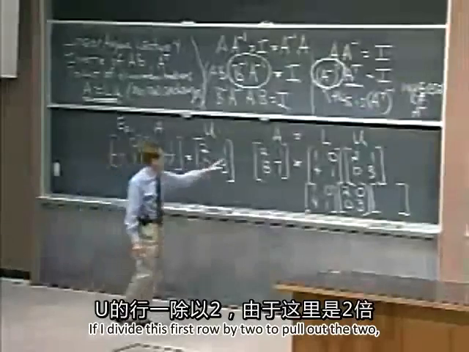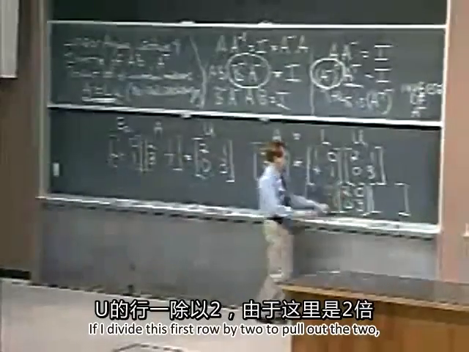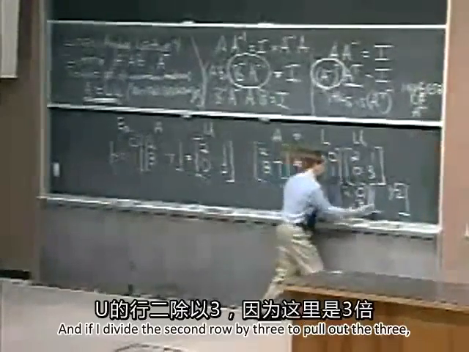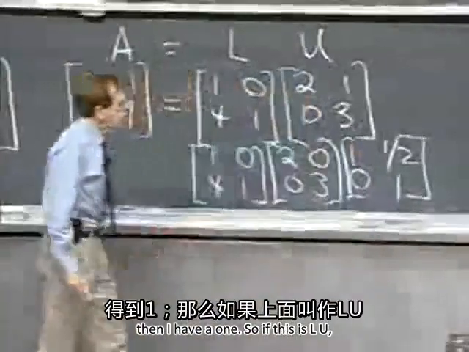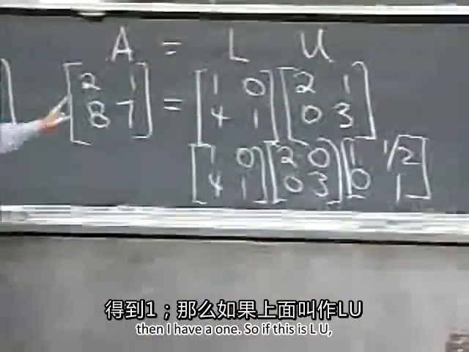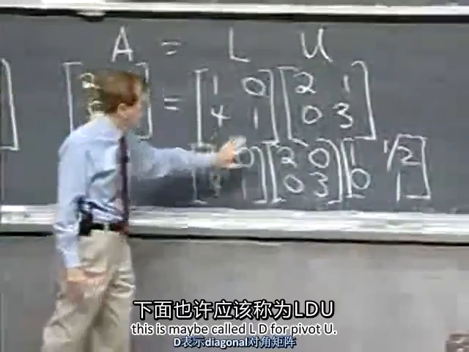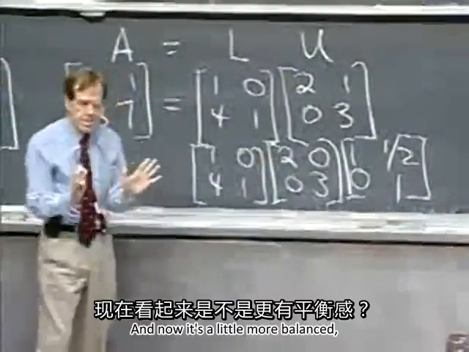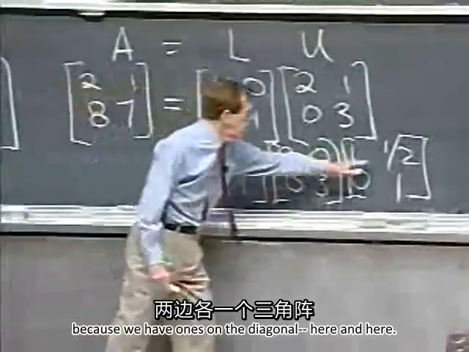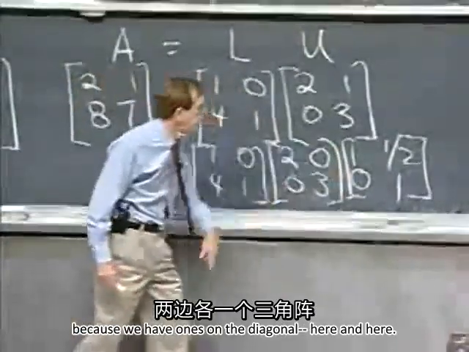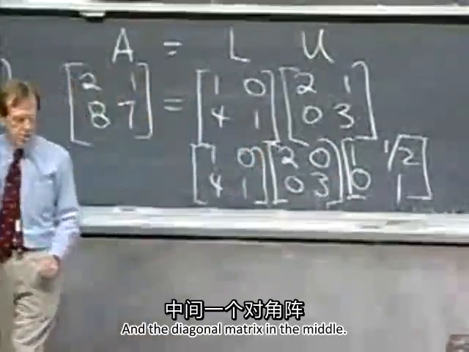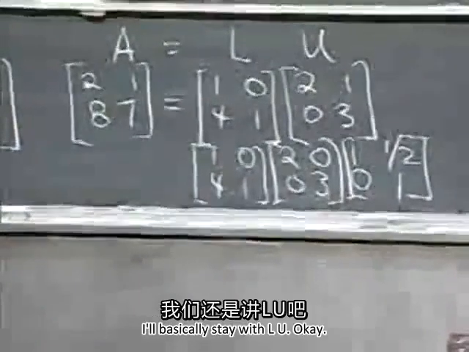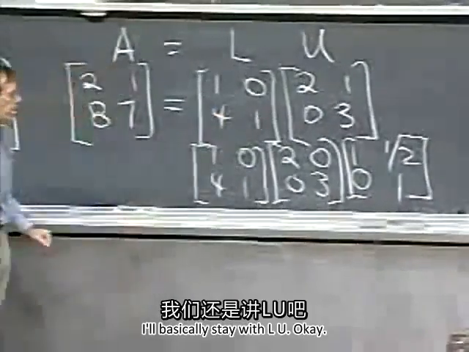If I divide this first row by 2 to pull out the 2, then I have a 1 and a 1/2. And if I divide the second row by 3 to pull out the 3, then I have a 1. So that's if this is LU, this is maybe called LD for pivot U. And now it's a little more balanced because we have 1s on the diagonal here and here, and the diagonal matrix in the middle. So both of those, MATLAB would produce either one. I'll basically stay with LU.